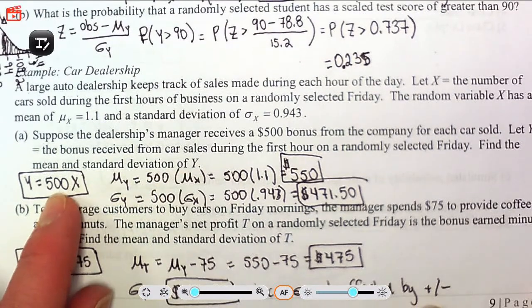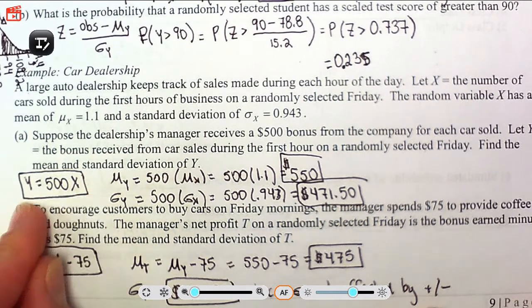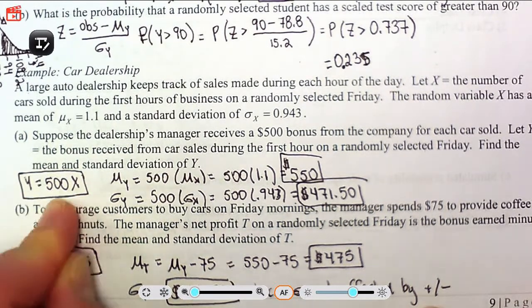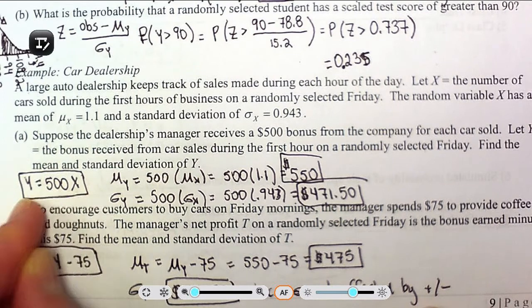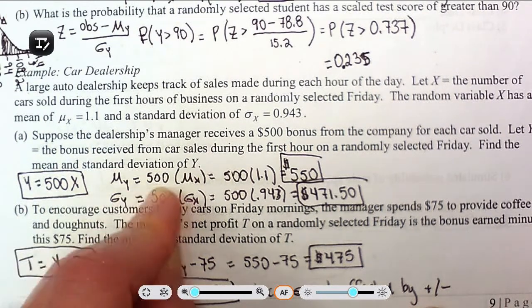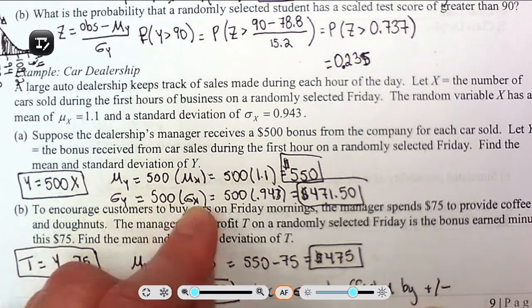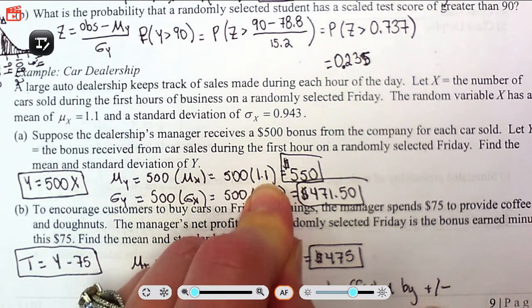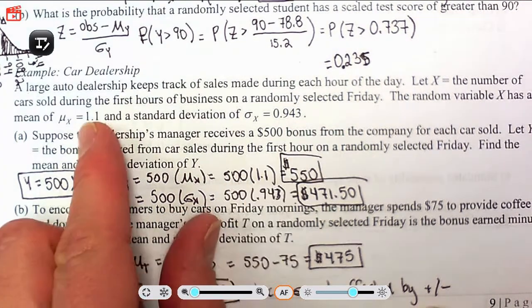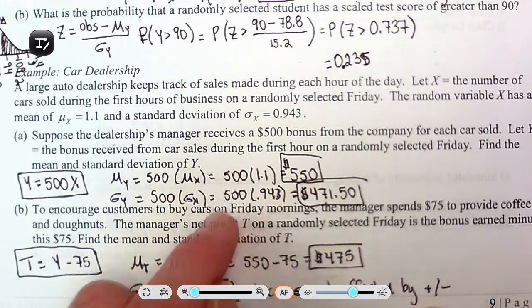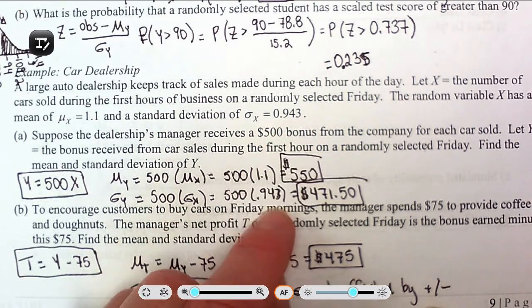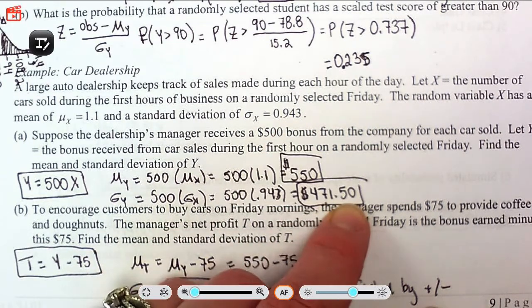The variable y is 500 times x. It's just a linear transformation rule. So the mean of y is equal to 500 times the mean of x, and the standard deviation is also 500 times sigma x. So that's 500 times 1.1 for the mean, $550, and 500 times 0.943, which is $471.